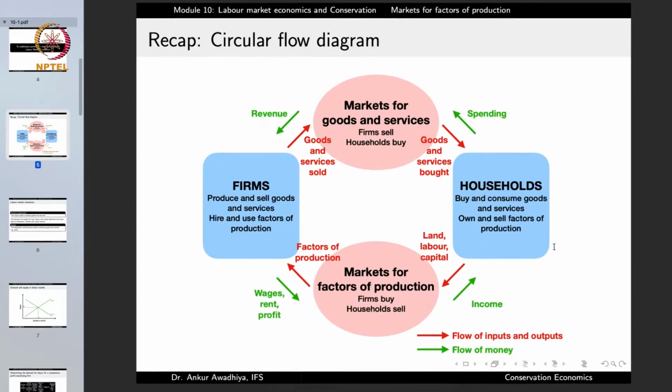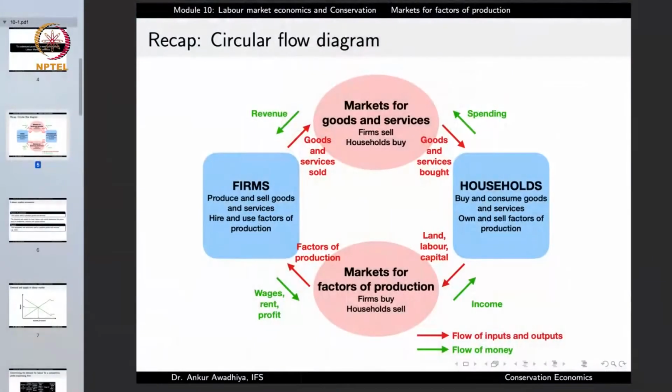Now, the circular flow diagram is a model of the economy in which we have firms, and firms are those parts of the economy that produce and sell goods and services and hire and use the factors of production. A good example is an industry that is making things such as a pen. Now, this industry is producing a good, and to produce the good, it is hiring labor, it is making use of other factors of production, such as land and capital, and by using these factors of production, it is churning out pens and it is selling them out in the market. So, that is a firm.